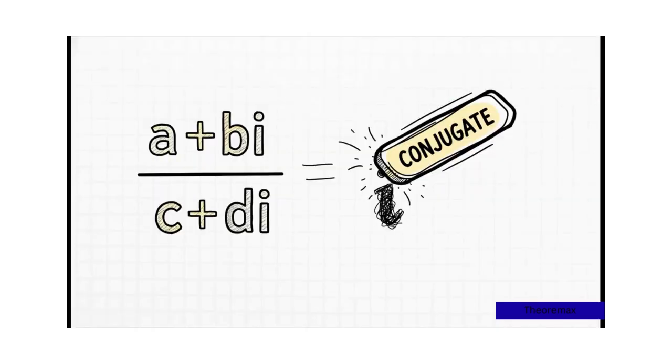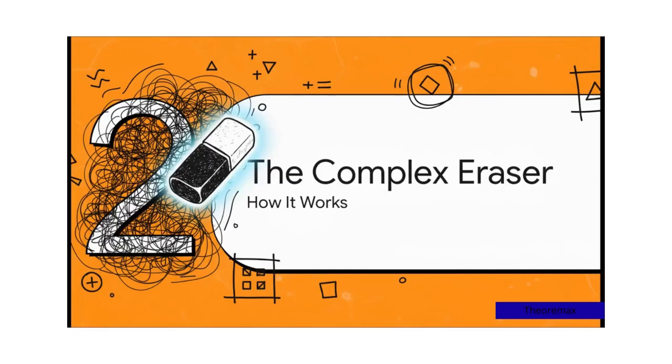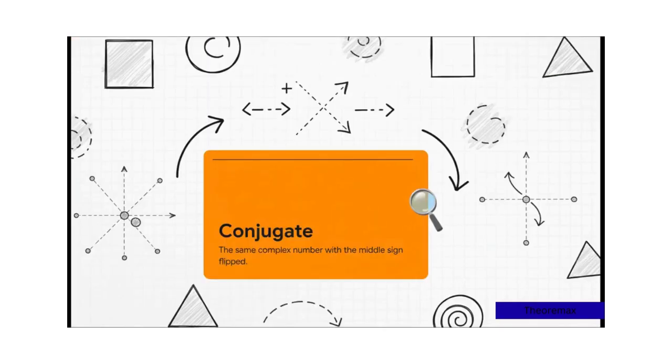And here it is. We're going to use this special tool. Think of it as a mathematical eraser that's designed for this one specific job. It's called the conjugate. So let's get to know this so-called complex eraser. We're going to see what it is, and more importantly, how it works its magic. The best part is, it's actually incredibly simple.